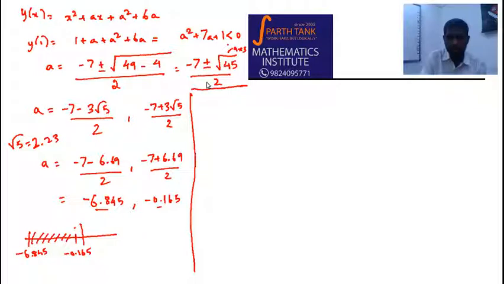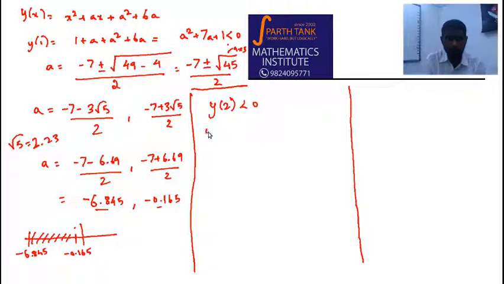Let us go to the next case, that is y of 2 is less than 0. Do the same thing. Y of 2, put 2 here. Y of 2 is equal to 4 plus 2a plus a squared plus 6a, or a squared plus 8a plus 4 is less than 0.